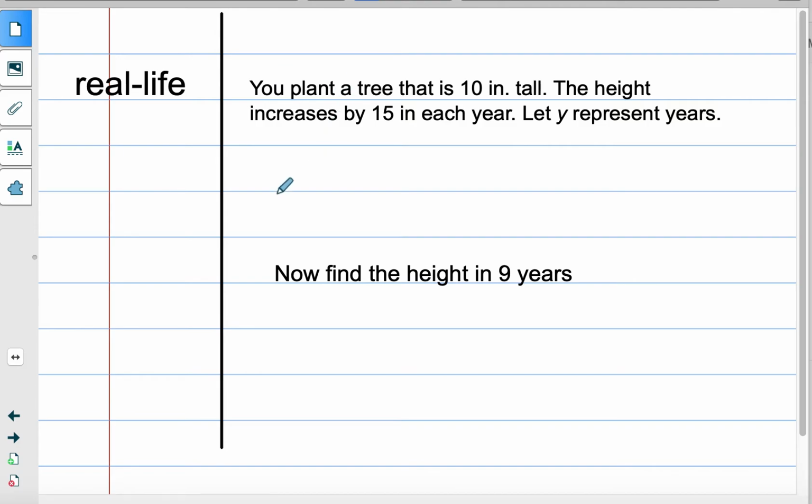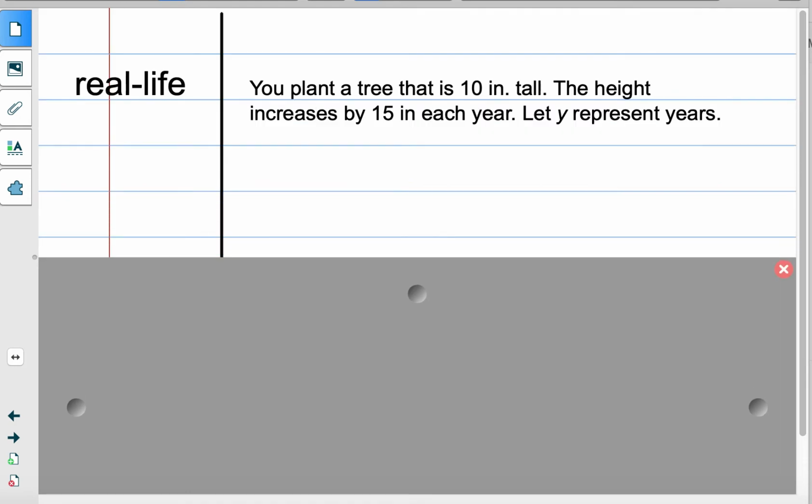All right, real life. You plant a tree that is 10 inches tall. The height increases by 15 inches each year. Let y represent the years. So we take a look. If you plant a tree, it has to start somewhere unless you start it with seeds. So this would be an algebraic expression since we're using the y. So we have to start with 10. The height increases, there's my keyword, which means add, by 15 inches each year. So this is the one that's a little tricky.